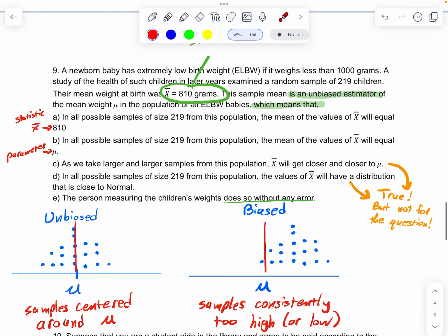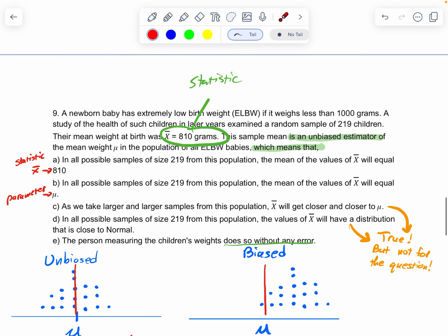2 more. Number 9. This is about babies that weigh less than 1,000 grams. They had a sample of 219 kids, so that's N. And their sample had an X bar, so that's a statistic. Their sample average was 810. The sample mean is an unbiased estimator, which means what?